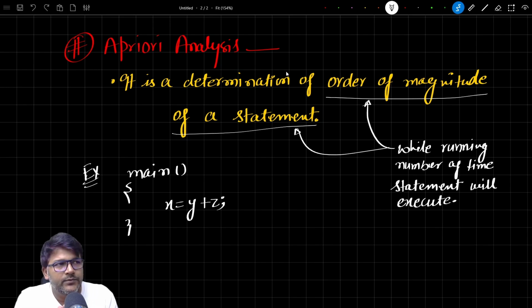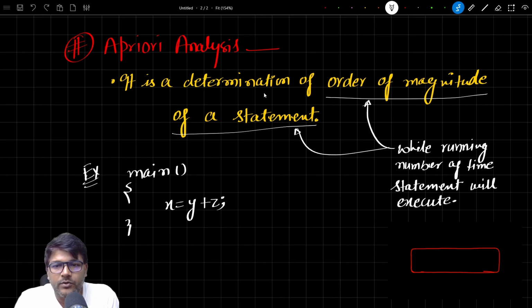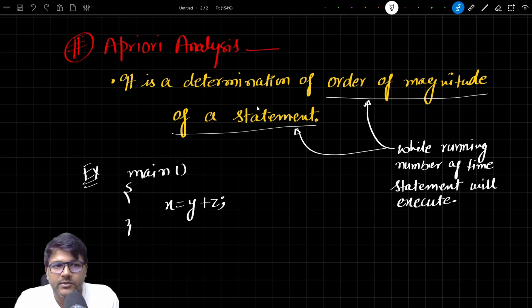नमस्कार दोस्तों, इस वीडियो में हम लोग डिस्कस करने वाले हैं what is priority analysis and how we can find time complexity of any non-recursive program. So see, if we talk about priority analysis, it is a determination of order of magnitude of a statement. While running, the number of times a statement will execute, that we are going to find.